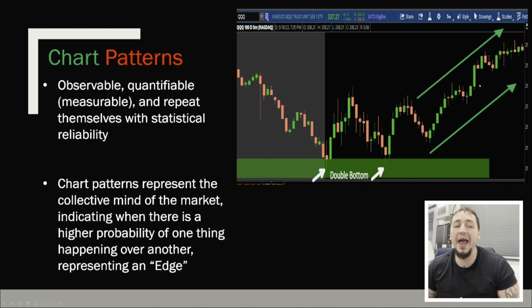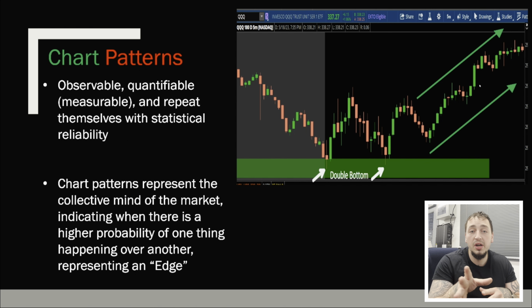Okay, so chart patterns, right? Chart patterns are what we use to identify what we like to call an edge, right? A chart pattern is observable and quantifiable, which means it can be measured, and it repeats itself with statistical reliability. In a nutshell, the chart pattern represents the collective mind of the market, indicating when there is a higher probability of one thing happening over another, representing an edge.